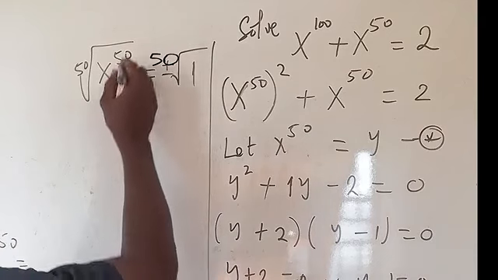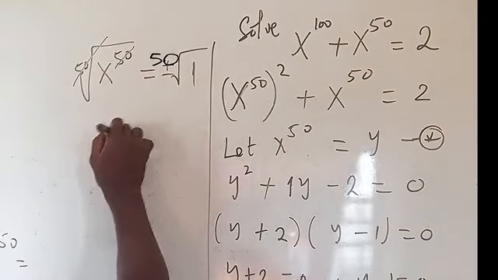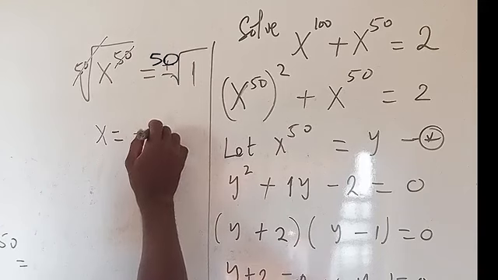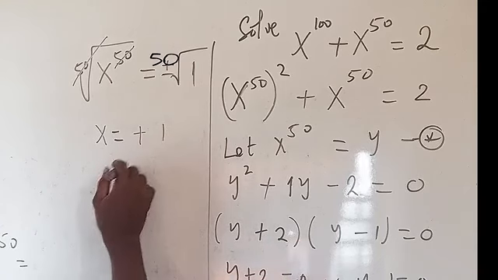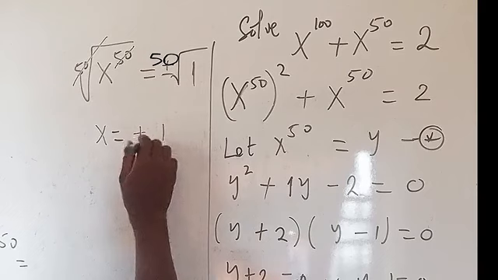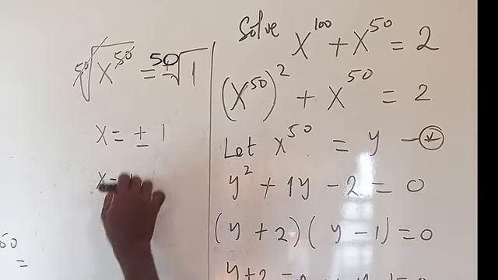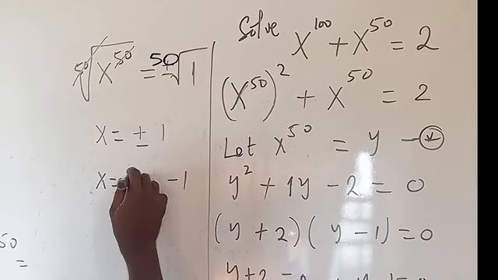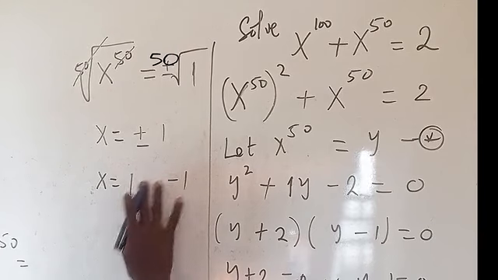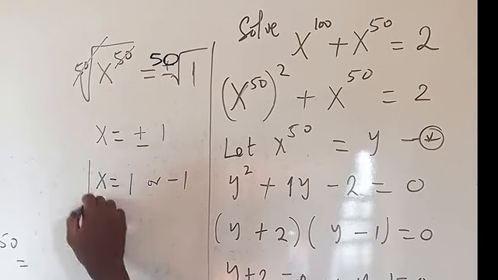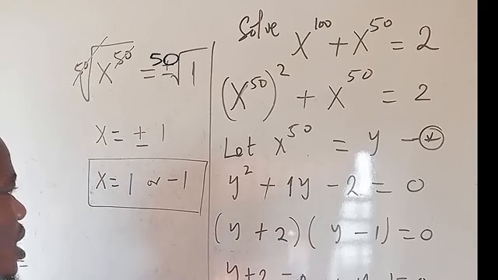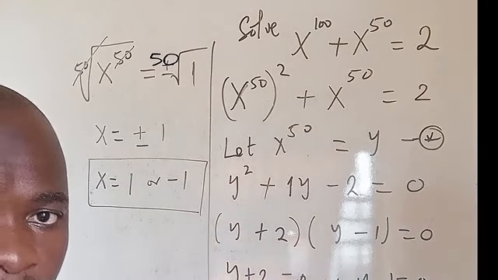So we cancel this, and we have x to be plus or minus 1. So the solution is going to be x equals 1 or minus 1. So that is what we are going to have. All right, so we have two solutions: x equals 1 and x equals minus 1.